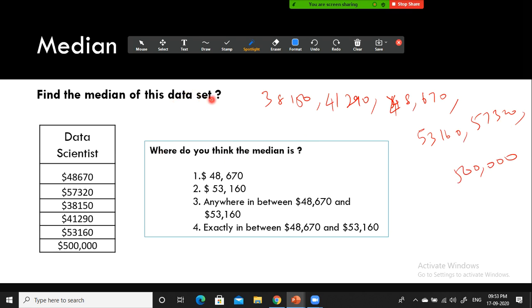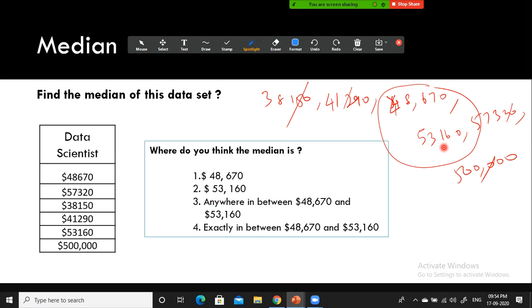So if you have to find out the median, cancel these two, first and last, and this one and this one, and so on. 38,000, 41,000, 48,000, 53,000, and 57,000. First and last, and this one and this. And this I cannot cancel. I need to add both of them. If you add both, roughly 53,000 plus 48,000, you will get 100,000. 100,000 divided by 2, you will get somewhere around 50,000.